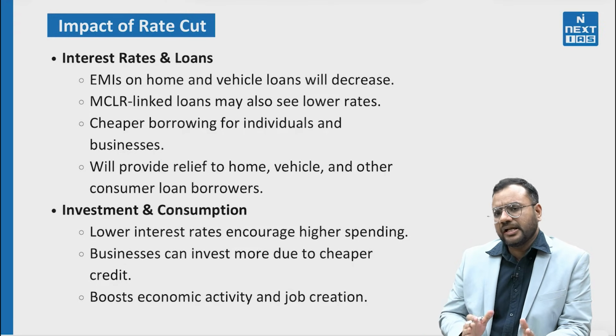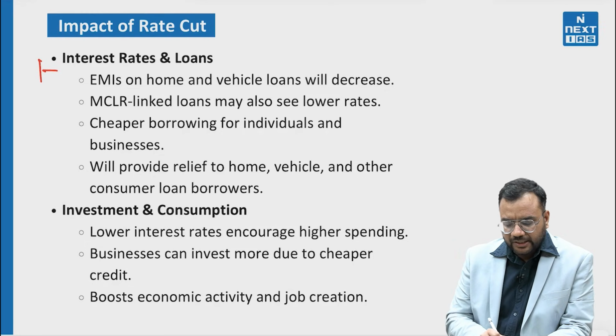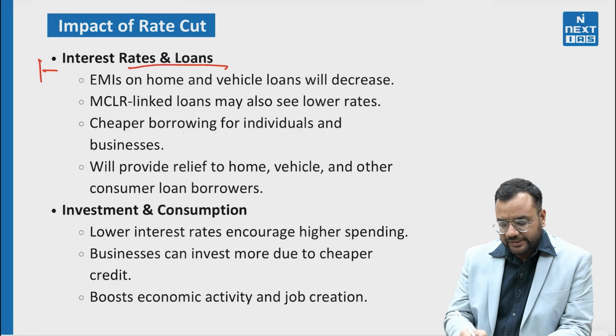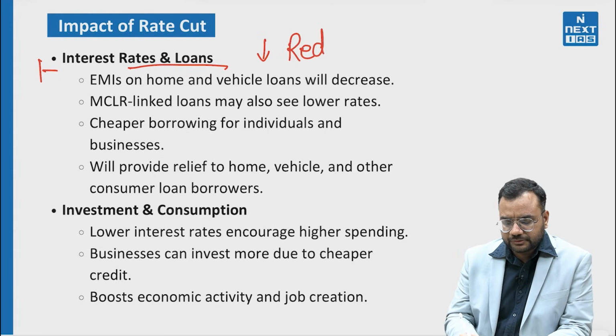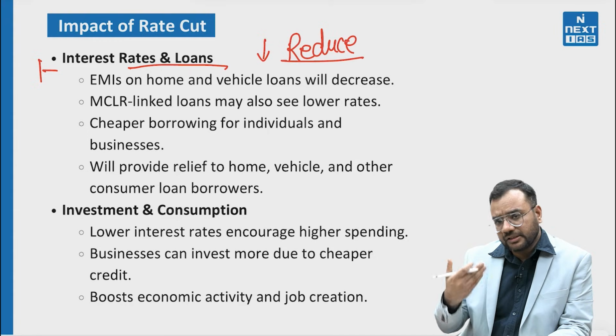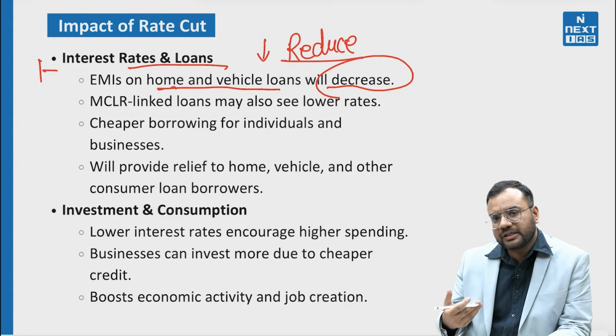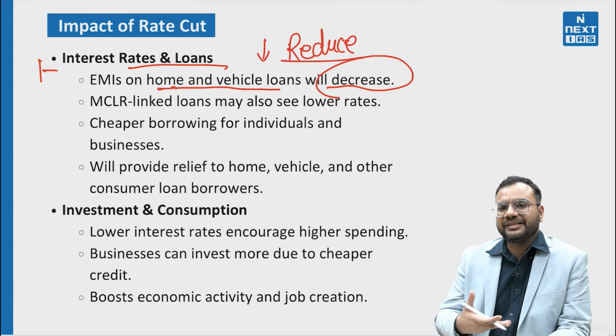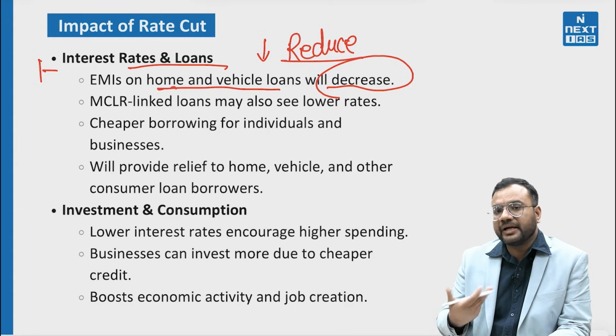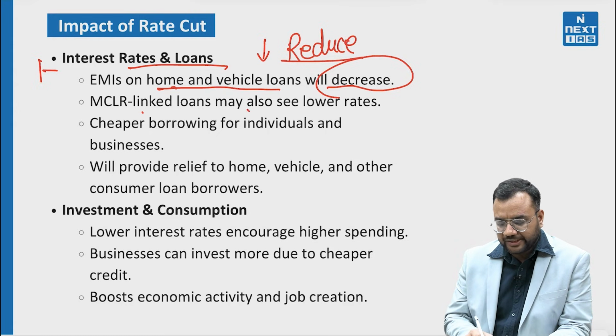So there are predominantly two major impacts. First is interest rate and loans. Their cost will reduce. There will be a reduction in the borrowing cost. So what will happen due to that? EMIs on home and vehicle loans will decrease. When EMI will decrease, then more money will be in the hands of the consumer. They can spend more. Then MCLR linked loans may also see lower rates.